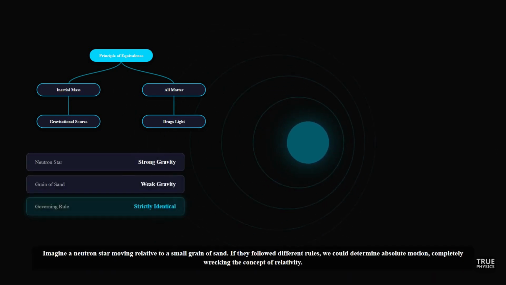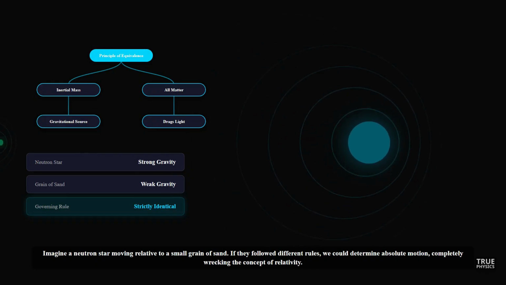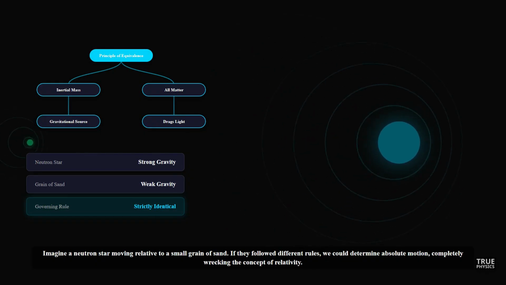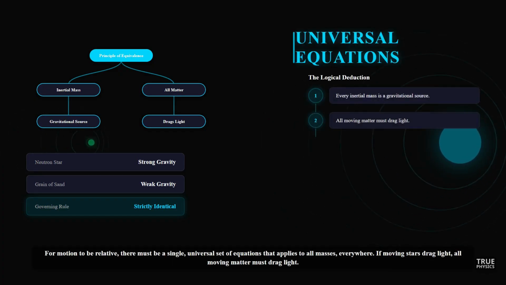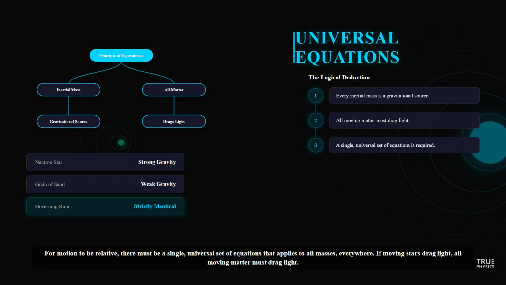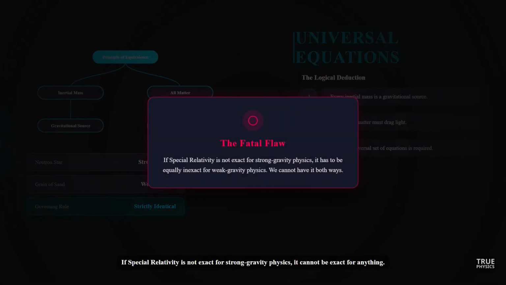Imagine a neutron star moving relative to a small grain of sand. If they followed different rules, we could determine absolute motion, completely wrecking the concept of relativity. For motion to be relative, there must be a single, universal set of equations that applies to all masses, everywhere. If moving stars drag light, all moving matter must drag light. If special relativity is not exact for strong gravity physics, it cannot be exact for anything.